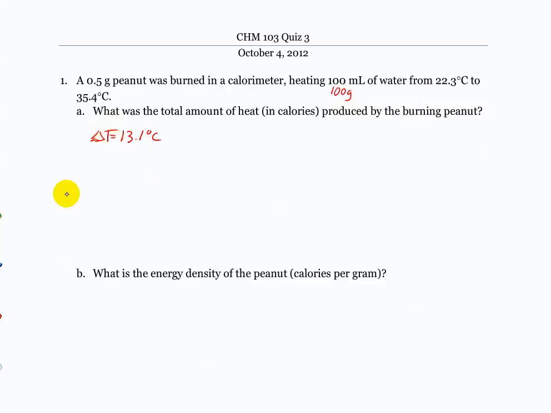So then how do we figure out the amount of heat produced? Yeah, you multiply by the amount of water that was heated up. So 13.1 degrees C times 100 grams gives you 1,310 calories. Yeah? All right.